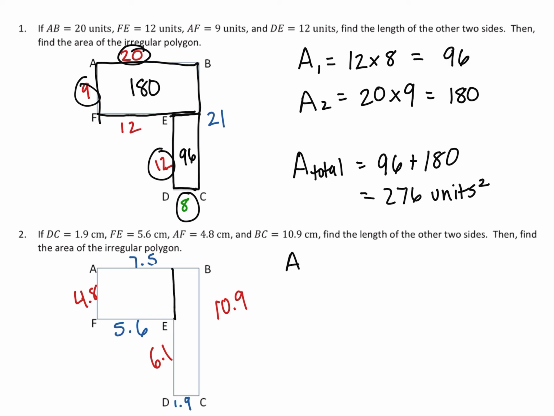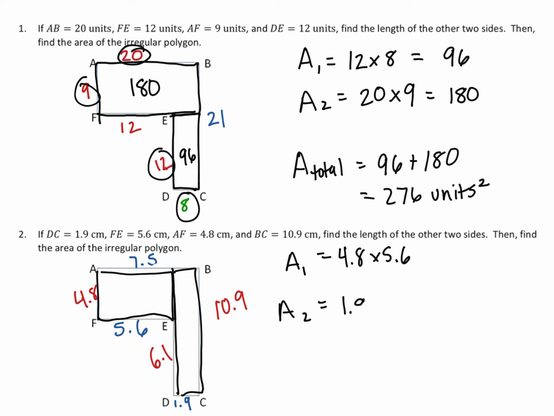So the area of the one on the left, I'm going to call the first one, is 4.8 by 5.6. The area of the second one has a base of 1.9 and a height of 10.9. Remember, you only use half for a triangle, and since these are both rectangles, we just need to multiply them out and then add them together. I'm going to use some space on the side just as my scratch work.